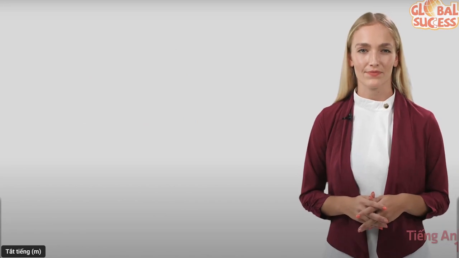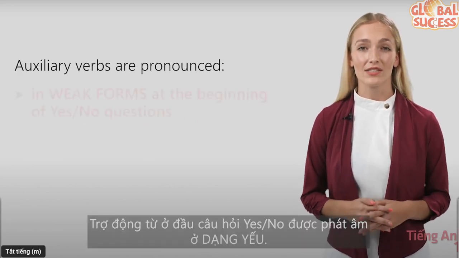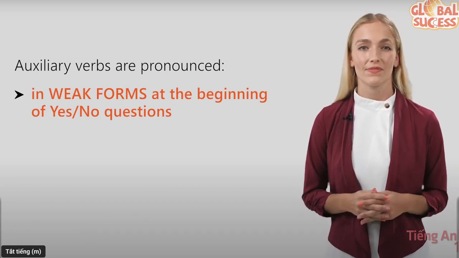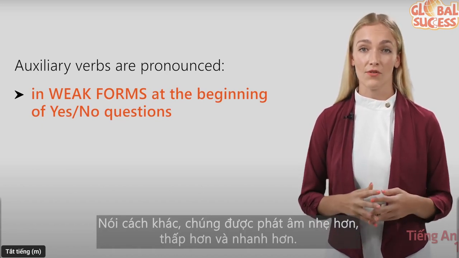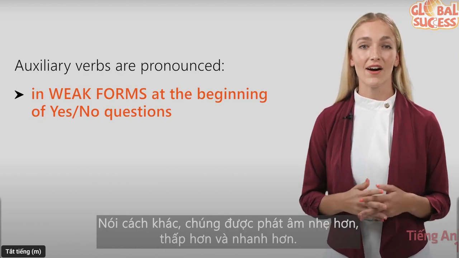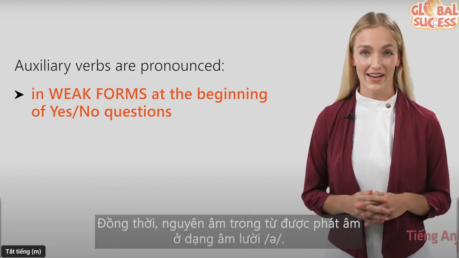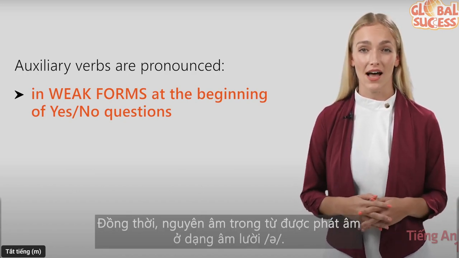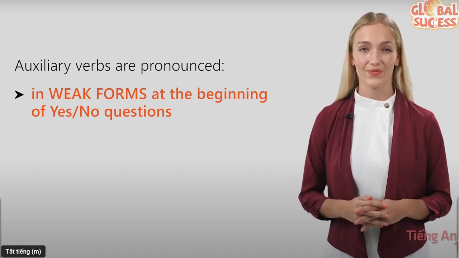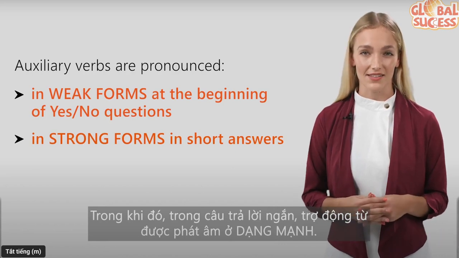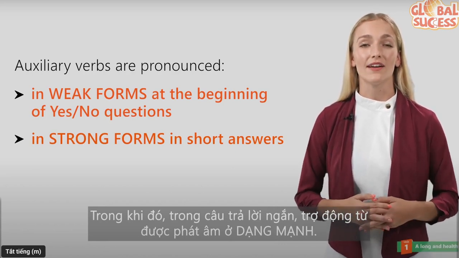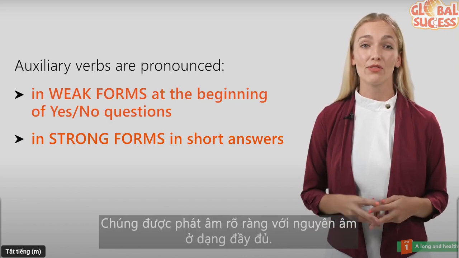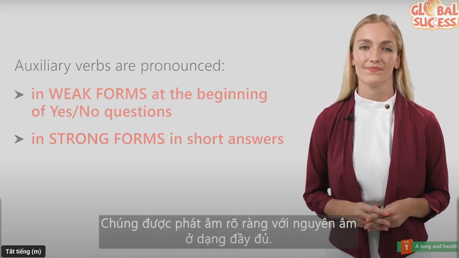Here are the rules. Auxiliary verbs are pronounced in weak forms at the beginning of yes-no questions. In other words, they are pronounced softer, lower in pitch and faster. At the same time, the vowel letter within the word is pronounced as the schwa sound. Meanwhile, in short answers, auxiliary verbs are pronounced in strong forms. They are pronounced clearly with full vowel sounds.